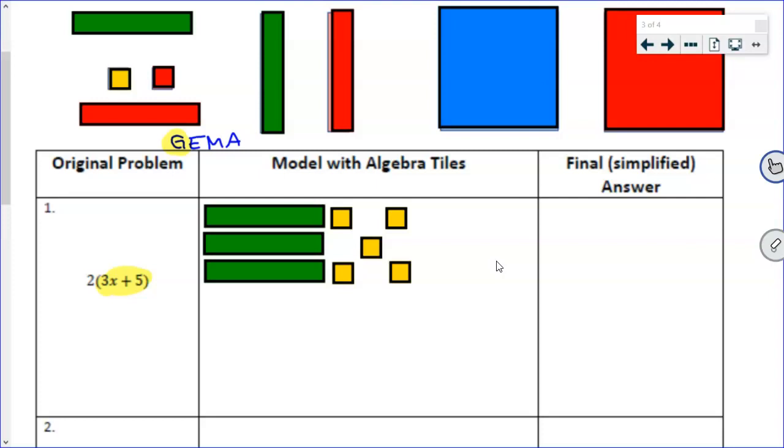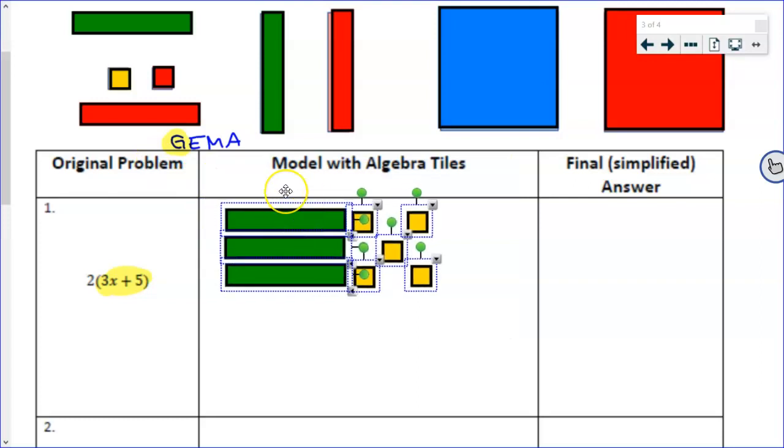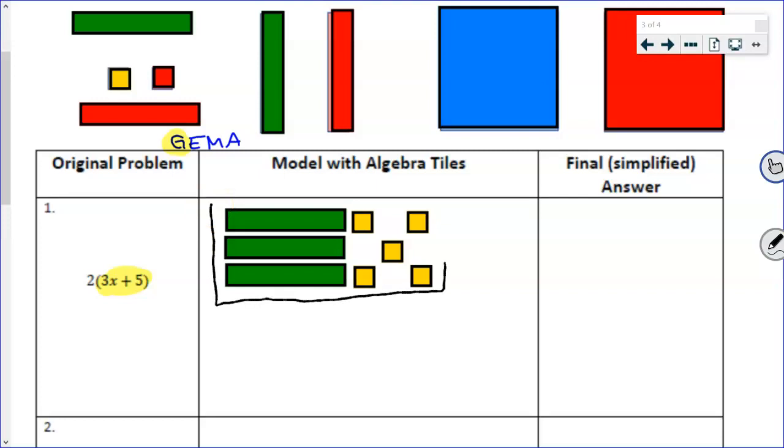Now that I have my 3 x tiles and my 5 unit tiles, I realize, hey, those are in a group, they're in parentheses, which means I also would like for them to be in a group. So I'm going to put a box around them. You don't need to put parentheses around it necessarily, but I'm going to put a box around it. That's harder to model with your physical algebra tiles. This is how I'm showing that box around it.